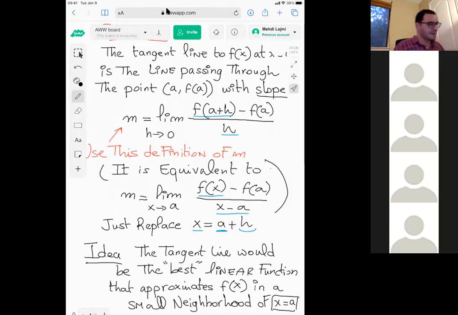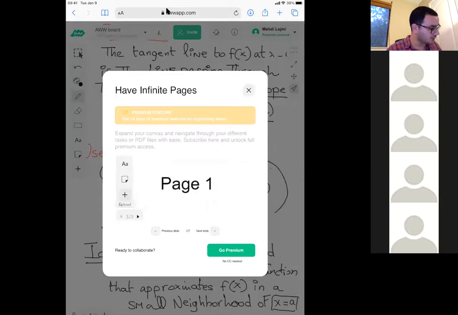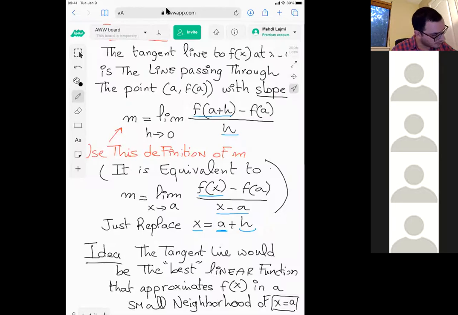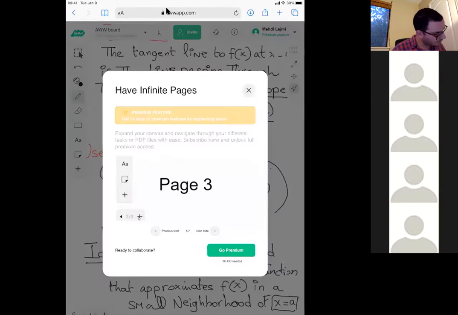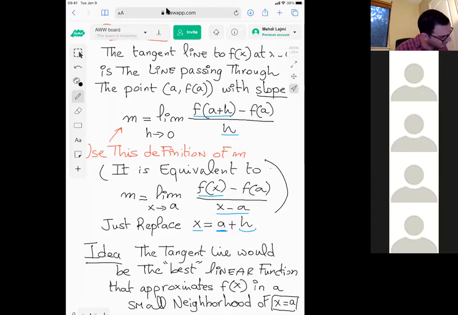Before the examples, guys, this is just to remind you of the definition, but before the examples, let me write down for you the equation of the tangent line.